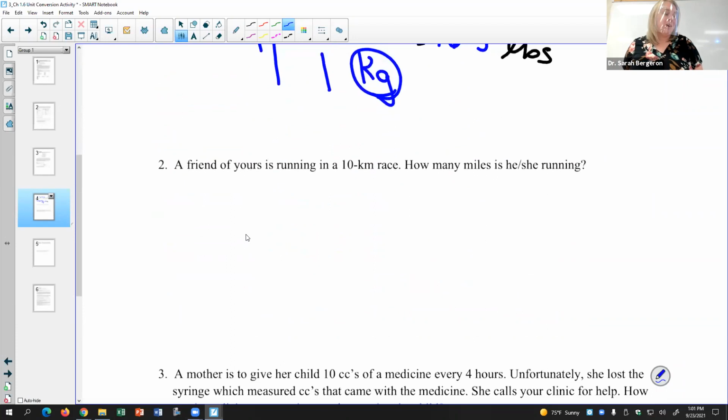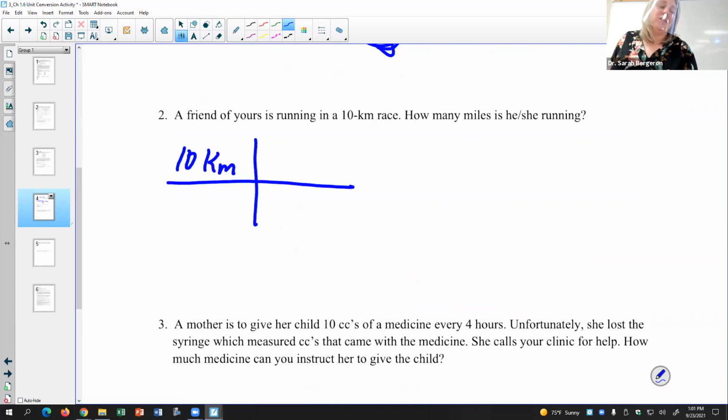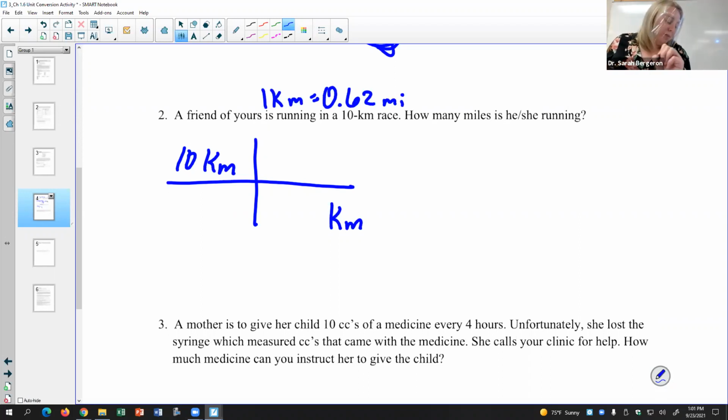Okay. All right, a friend of yours is running a 10-kilometer race. How many miles is he or she running? I want to get rid of kilometers, so kilometers goes on the bottom. What's my conversion? I know 1 kilometer is 0.62 miles. Look on your table.